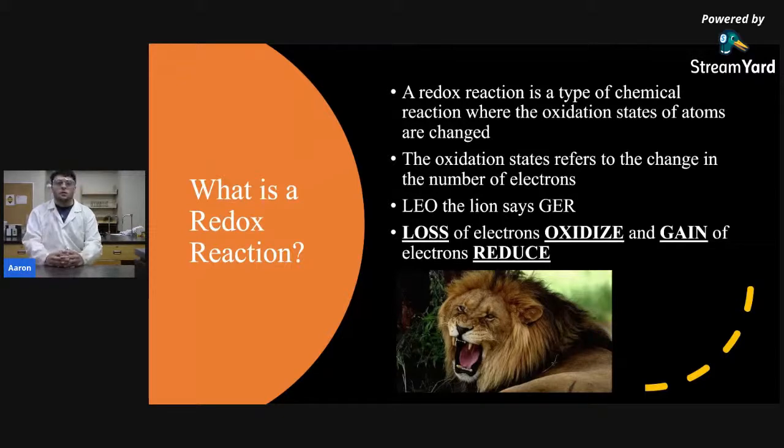And the way we remember how this reaction works is with Leo the lion says Ger. So LEO: loss of electrons is oxidation. And GER: gain of electrons is reduction. And the gain of electrons is reducing because electrons have a negative charge.